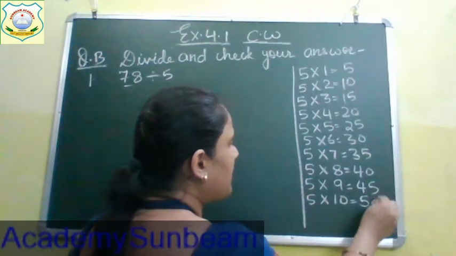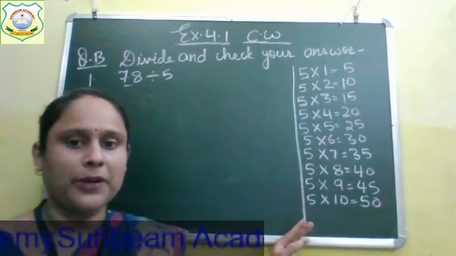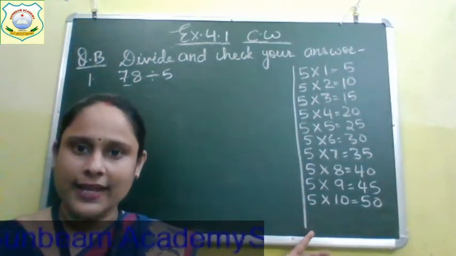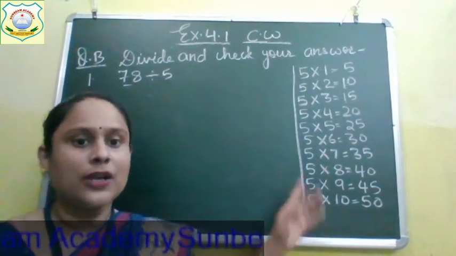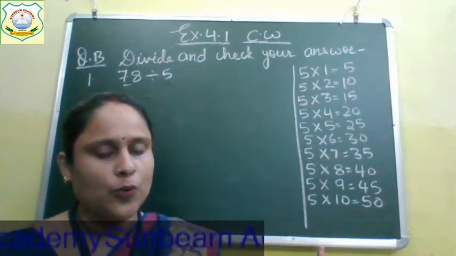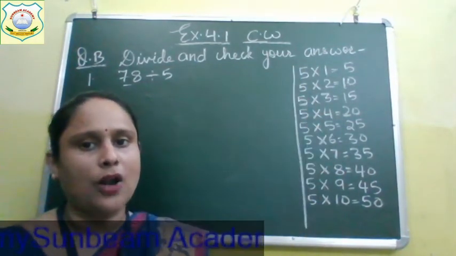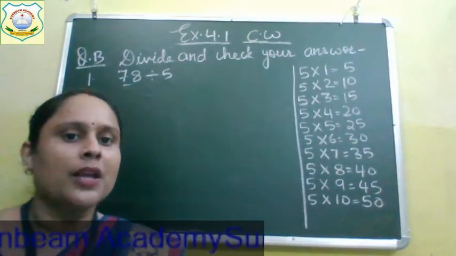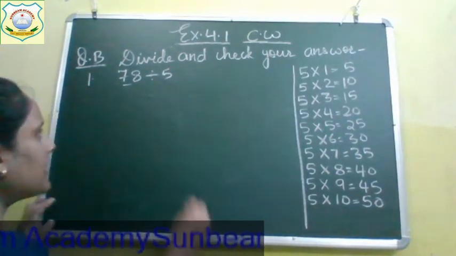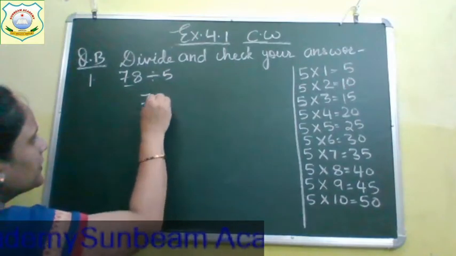So this is the table of 5. Everyone knows the table of 5? Yes, everyone knows the table of 5. So at the side of your notebook, draw a line and write the table of 5. Okay. Now let's start dividing 78 by 5.